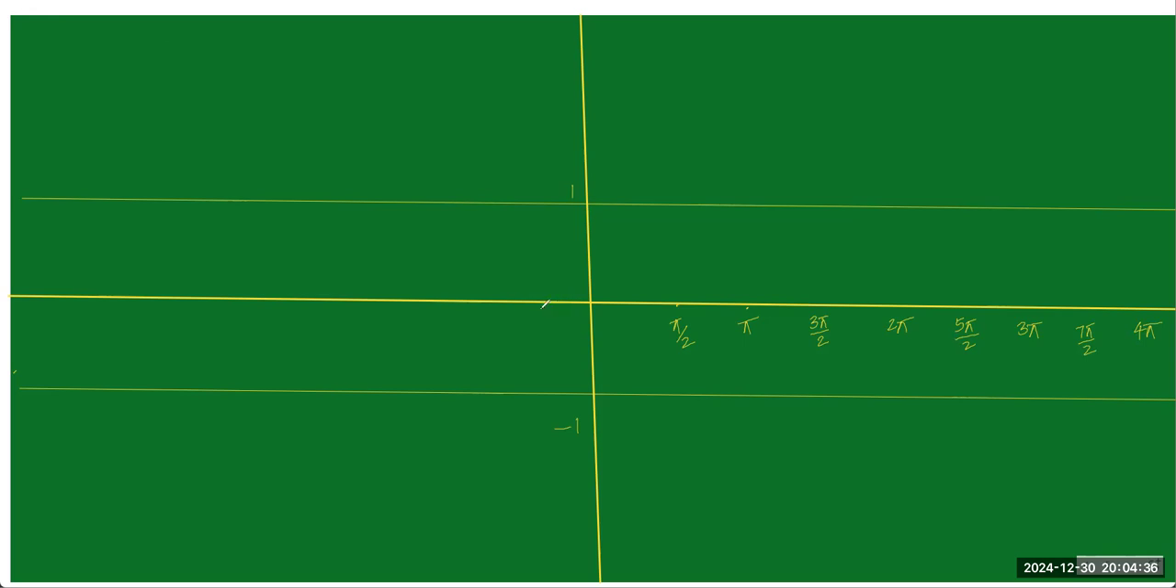Now start. First value, cos 0. Cos 0 is 1. Your trigonometric function sin x will start from 0, but your cos x function will start from 1, because cos 0 is 1. Then cos pi by 2 will be 0. Then cos pi will be minus 1. 3 pi by 2 will be 0. 2 pi will be plus 1. Cos 2 pi will be plus 1. 5 pi by 2 will be 0. 3 pi is minus 1.